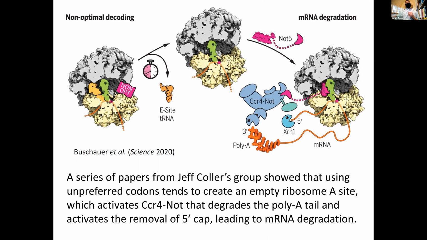If you wait for too long, the cell will activate a complex called the CCR4-NOT complex. And when this complex is activated, it will initiate the degradation of the poly A tail as well as decapping of the 5' end. So that will start the degradation of messenger RNA. So his group showed that when you change the codons from preferred codons to unpreferred codons, the mRNA level is reduced. And this is the mechanism they found.